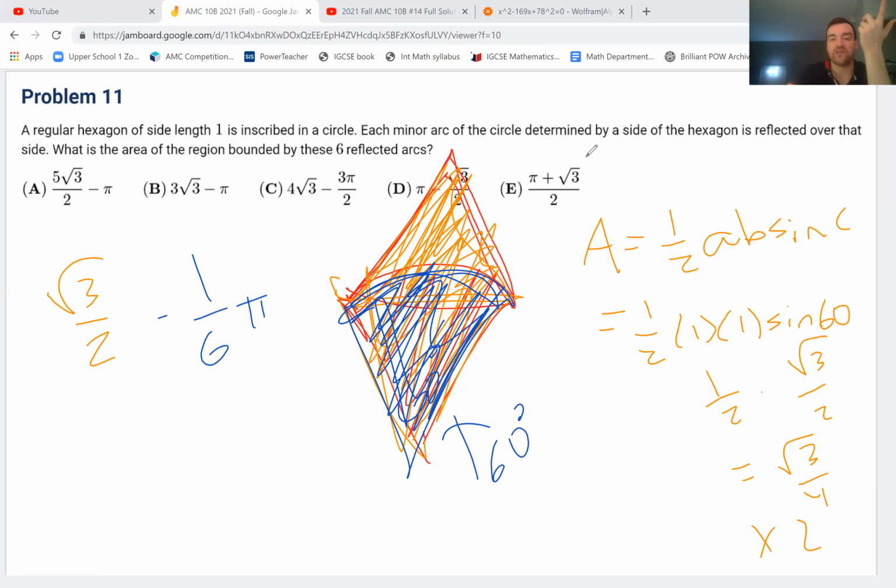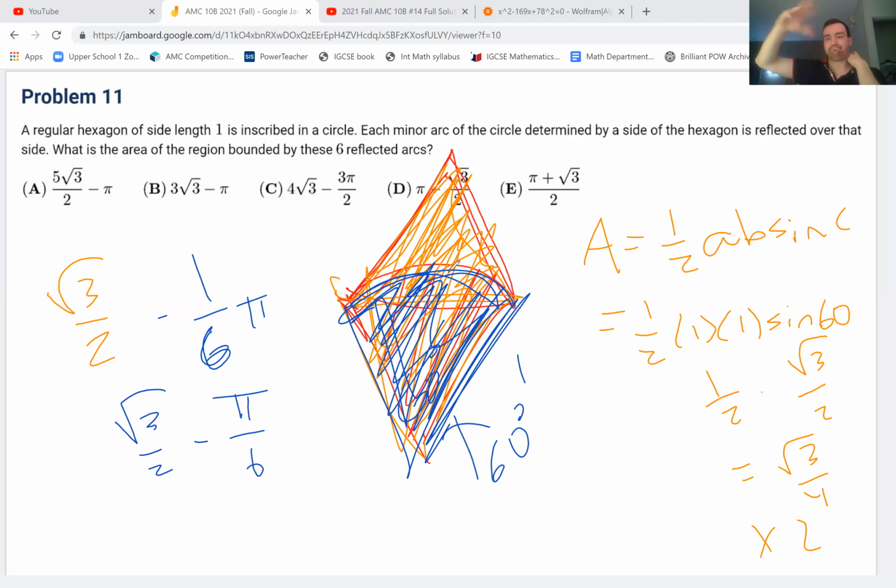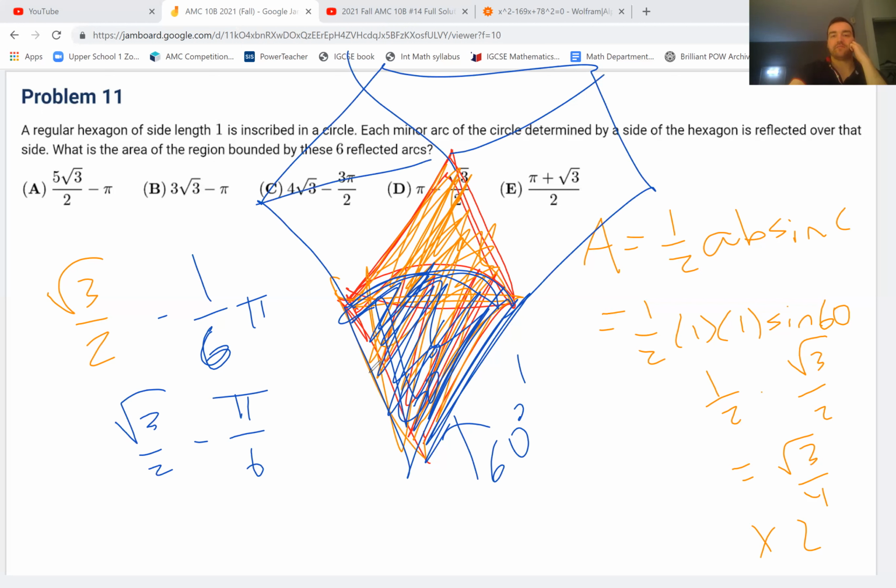Remember, the radius is 1 because this distance is 1, so it's pi times 1 squared, which is basically just 1/6 pi. So we're doing square root 3 over 2 minus pi over 6. That's going to give us the area of this orange inverted triangle thing. I don't even know what to call it. But remember, we have 6 of them because we have a hexagon, so we're going to multiply by 6 to get the whole thing.